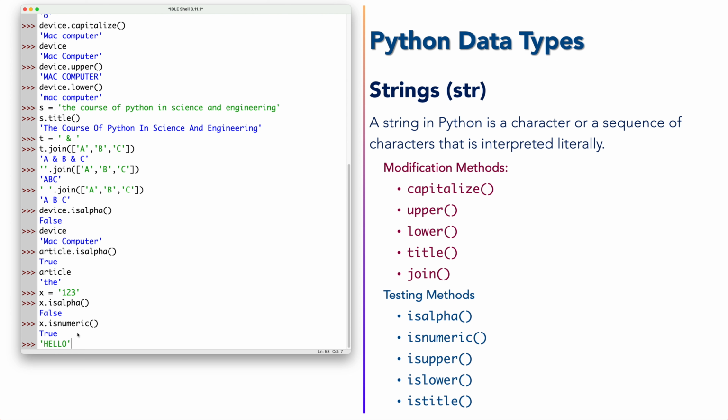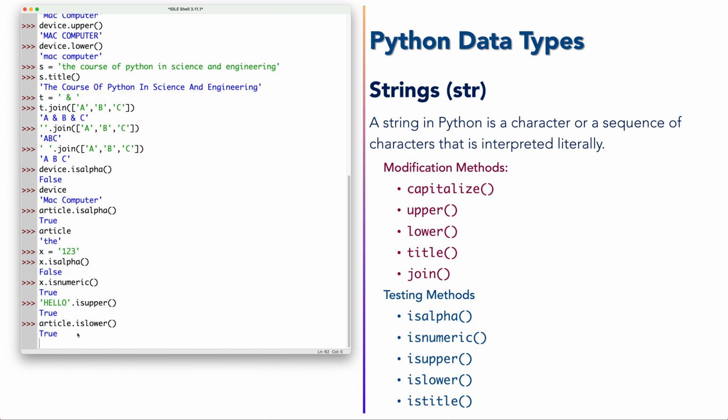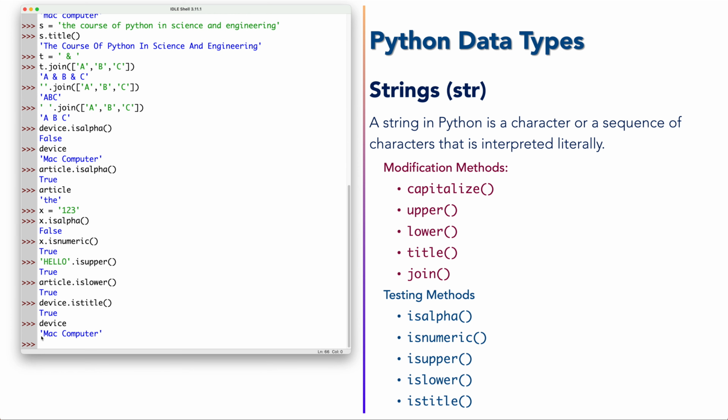Hello dot is upper. True. Article is lower. It's true. Let's say device is title. True. The two words start with capital letters, so this is the title case, so it is true.